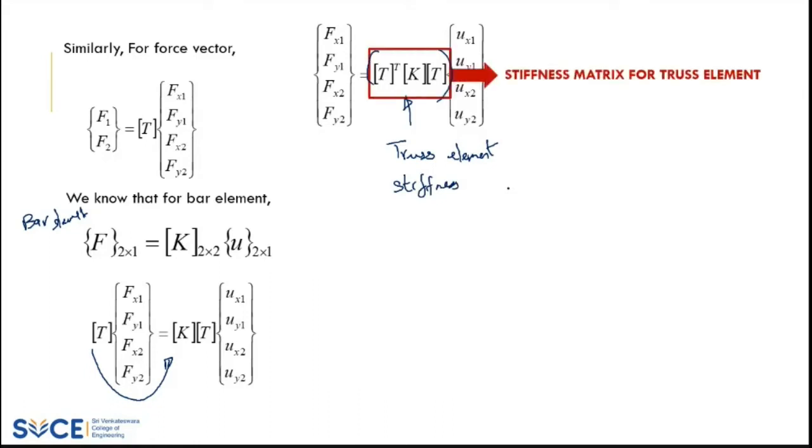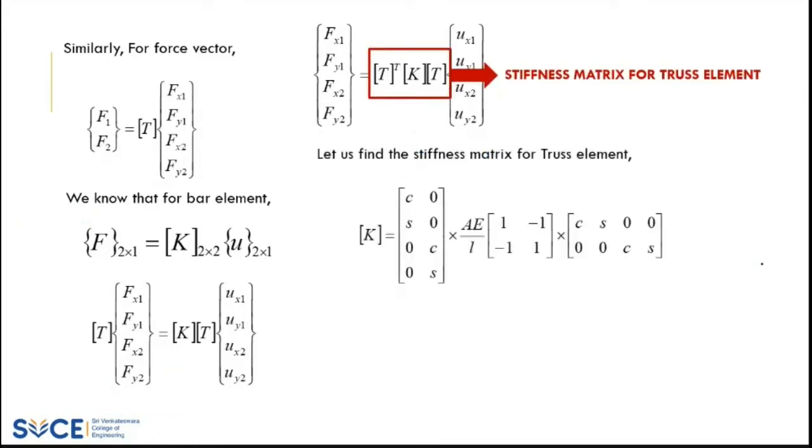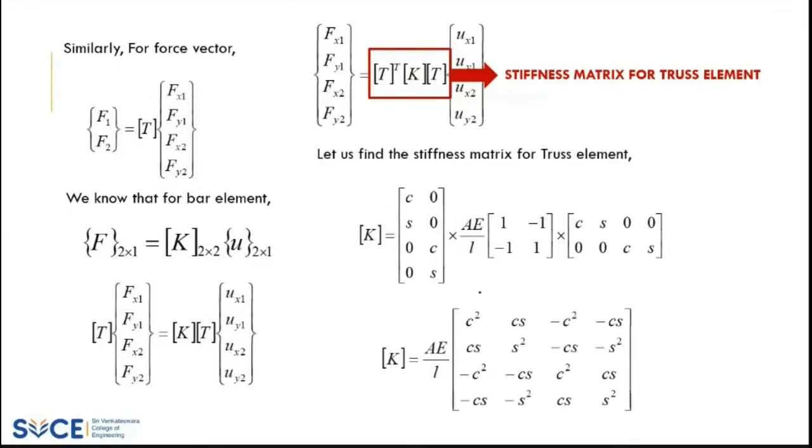So what are we going to do? This is the value, so we are writing it. What is your T transpose? Cos theta I'm writing as C. So C, S, 0, 0; 0, 0, C, S, into your K matrix, the usual bar element K matrix, AE by L [1, -1; -1, 1], into the T matrix [C, S, 0, 0; 0, 0, C, S]. So this is my matrix. Multiplying this, you'll get something like this. After multiplying all these things inside, you are getting your K matrix like this.